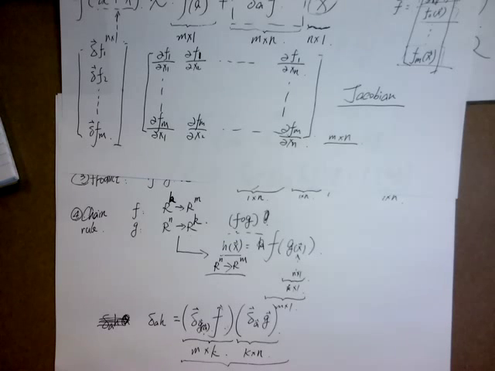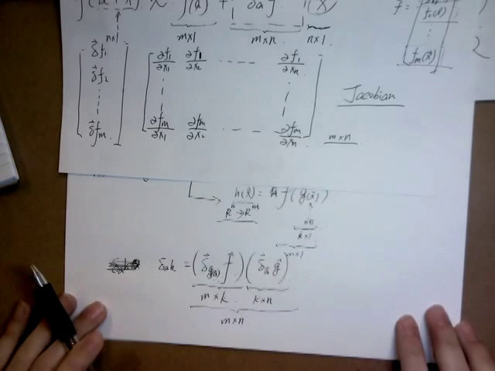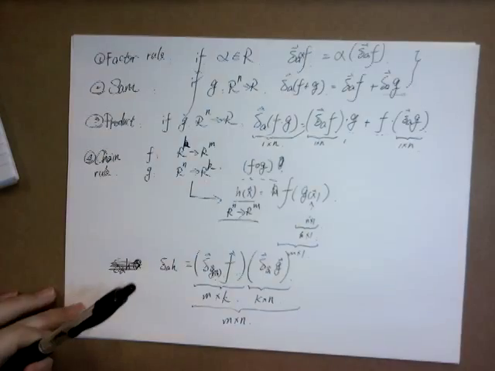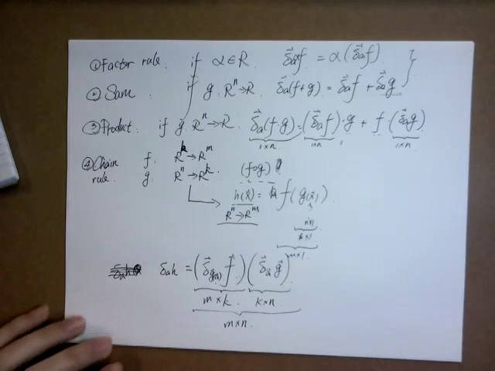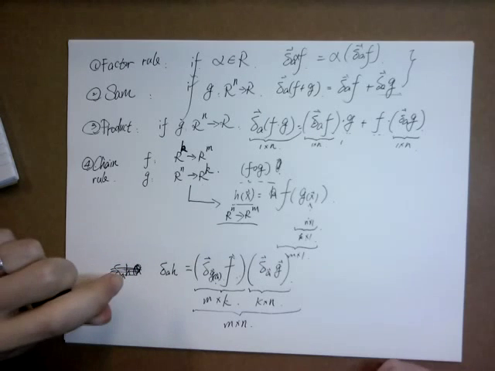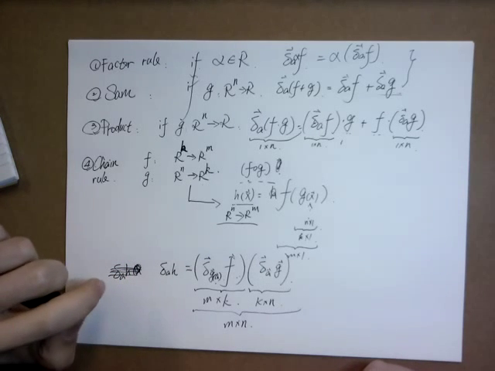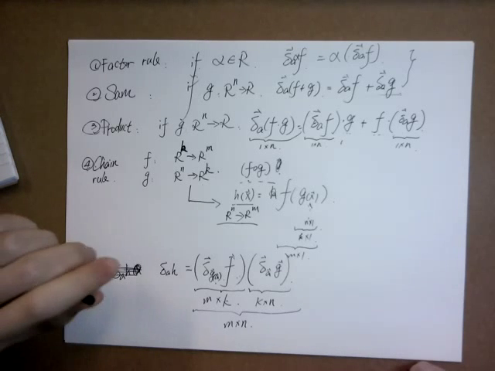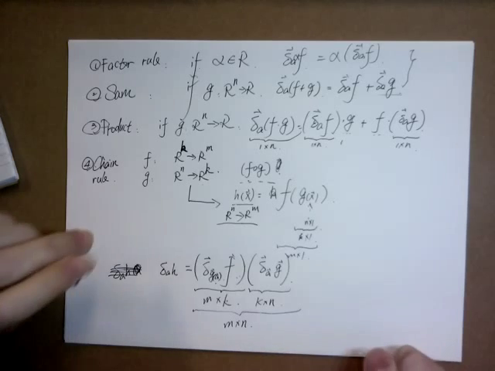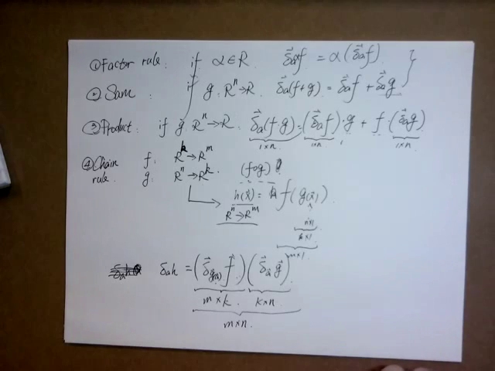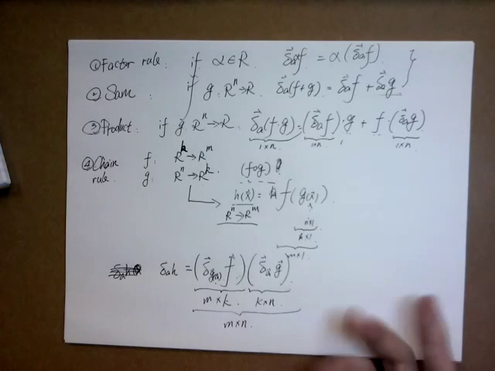So until here, are there any questions about all the rules for multivariate functions? Any questions about the vector function? Any question about the Rn to Rm function? Nope. Okay.